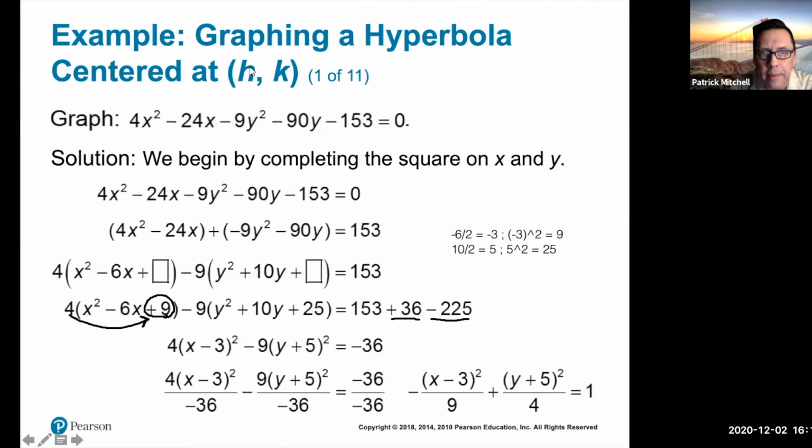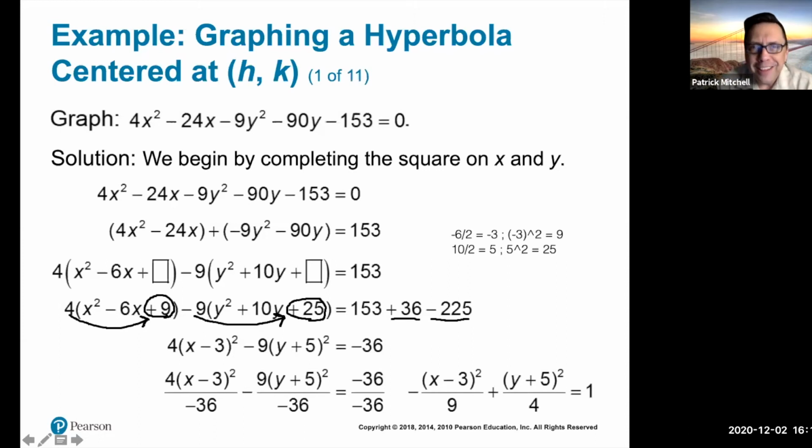And then the same thing with the y, because there is a plus 25 here. Remember, there is a -9 over here. So what we really did there was we subtracted 225, and that's why I need the minus 225 over here to make up for that. Okay. All right, so we have completed the square. X squared minus 6x plus 9 is the same thing as x minus 3 squared. Y squared plus 10y plus 25 is the same thing as y plus 5 squared.